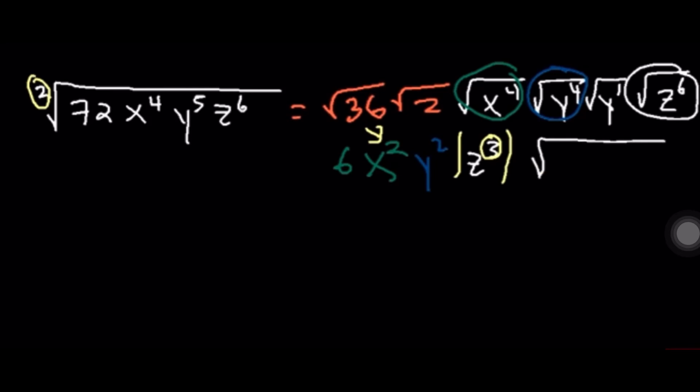Then every other term that wasn't simplified, in this case the 2 and the y, we're going to put inside the radical, so 2 times y. So that's the answer for that particular problem.